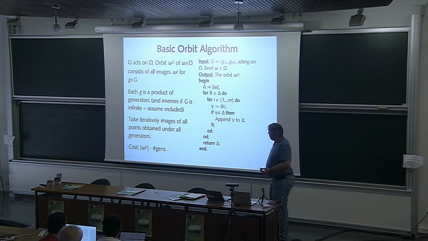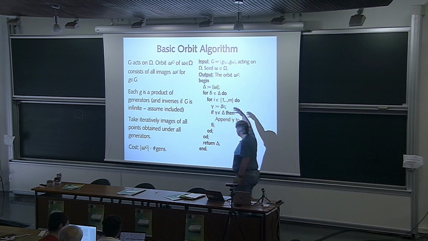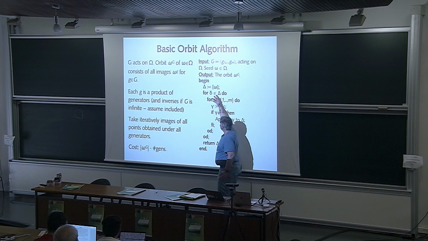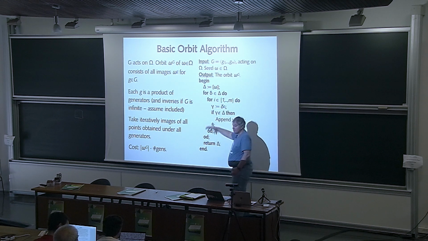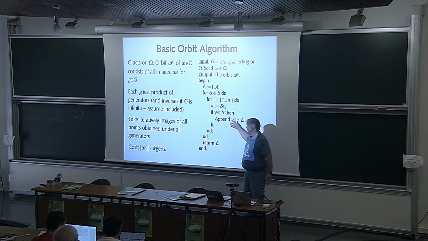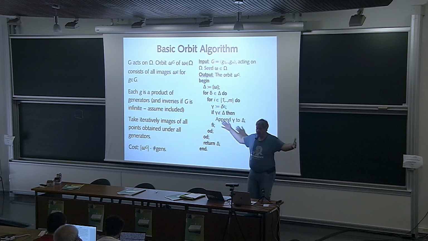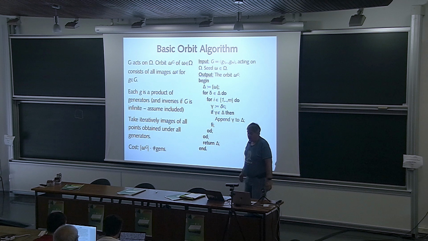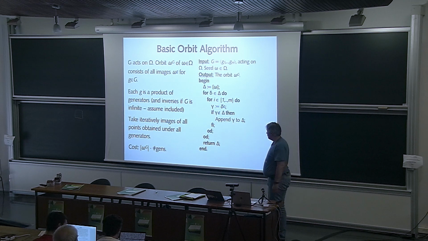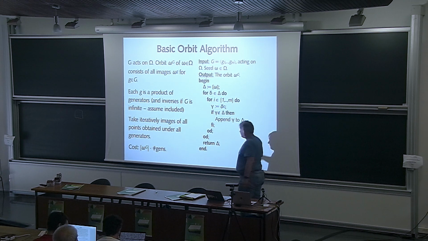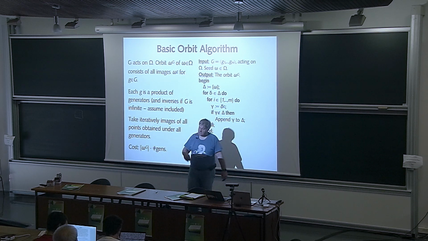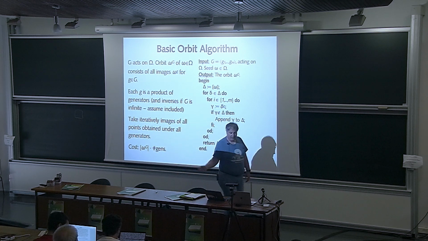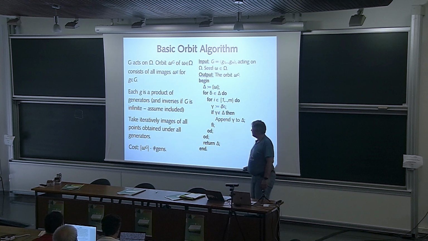So what we do is we start with one point, we run through all the points we have so far, and map them under all the generators. If it's new, we add it to the list, and we do this until we get no new points. The cost of this is the length of the orbit times the number of generators, because I'm mapping every orbit element under every generator.